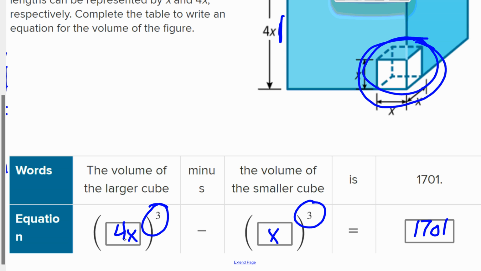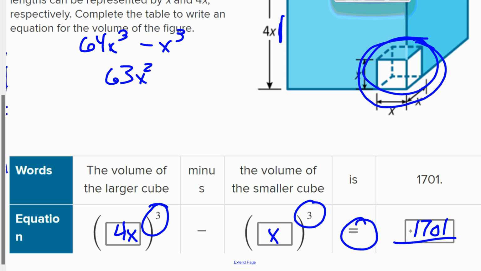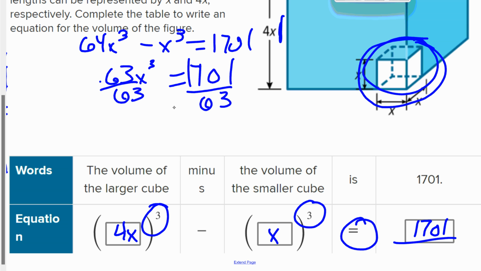So 4x quantity cubed would be 64x cubed. And then subtract x cubed, that would just be 63x cubed. And if that equals 1701, that means 63x cubed would also equal 1701. And then I can go ahead and set this equal to 0. Or actually not. Maybe we can just, since 63 is not a perfect cube, divide both sides by 63. And now that we divided by 63, we get 27, which is a perfect cube. So we get x cubed equals 27.